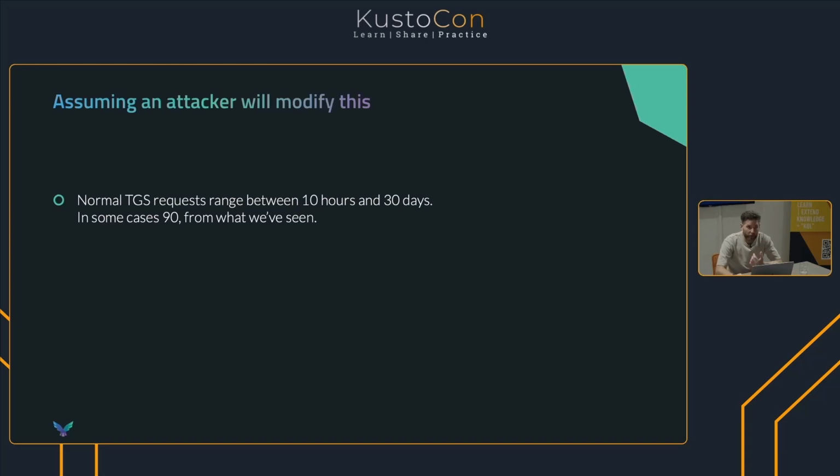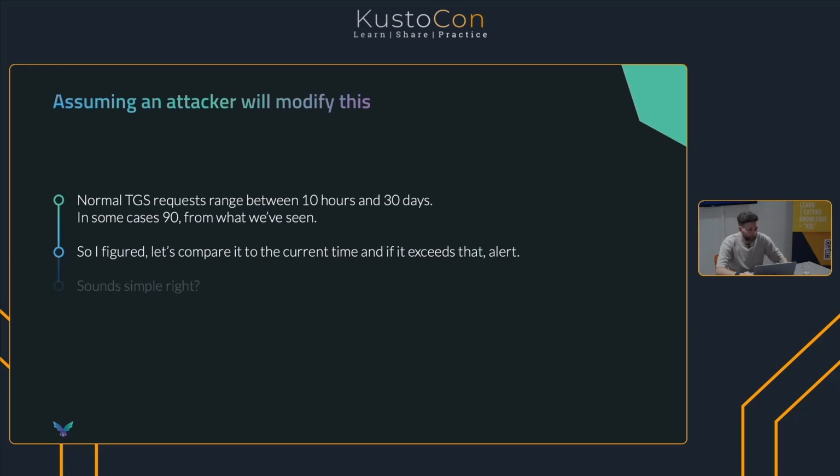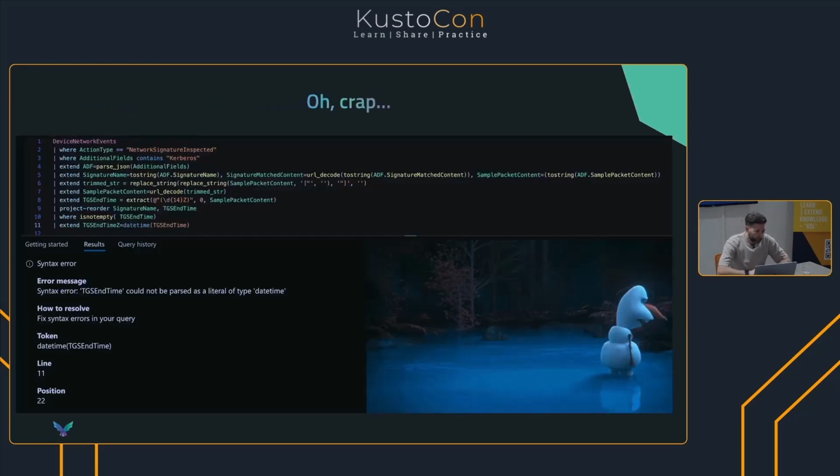As I mentioned earlier, a normal ticket granting service request only asks for a validity of maybe 10 hours to 30 days. It depends a little bit on the implementation, but that's generally fine. And in some cases, we've seen 90 days. So we can still use that for auto detection, right? If we look at the current time, and it exceeds that, if it's too far in the future, then I can generate an alert. Sounds simple, right?